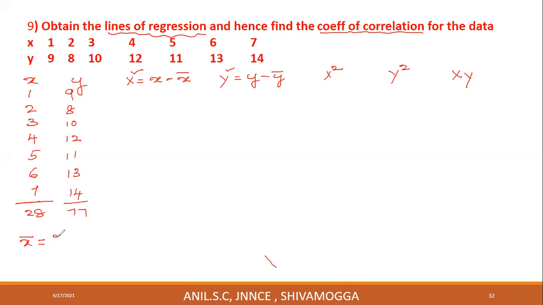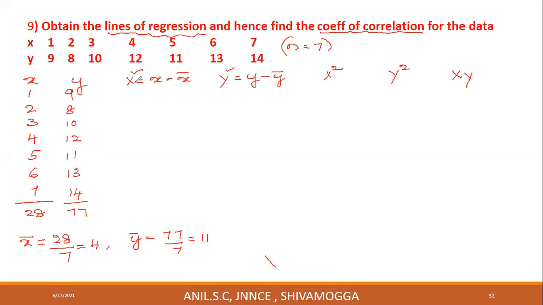First, let's find X bar and Y bar. X bar is given by summation X, that is 28, divided by N, and here 7 sets of values are specified. Therefore, we can take N is equal to 7. 28 by 7 is 4. And Y bar is summation Y divided by N, 77 divided by 7, that is equal to 11. X bar and Y bar.